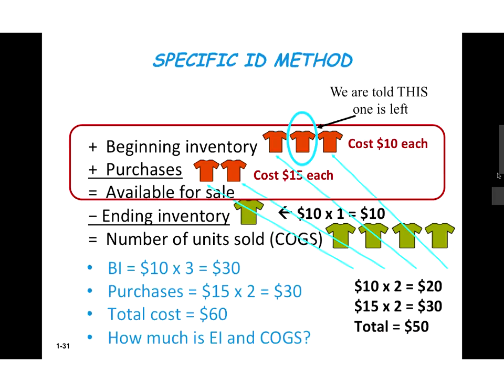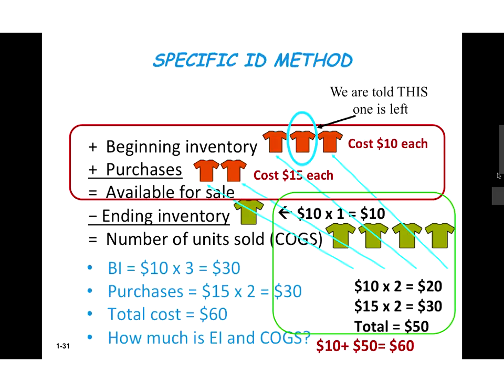My ending inventory is going to be, we know somebody told us that it was the 1 unit in beginning inventory. Okay, we've traced it back to there. So my ending inventory is 1 unit at $10. Then my cost of goods sold. Well, if that's the only one I have left, then I had to have sold 2 from beginning inventory, 2 from purchases, so 2 at $10, 2 at $15, giving me a total of $50 for cost of goods sold.